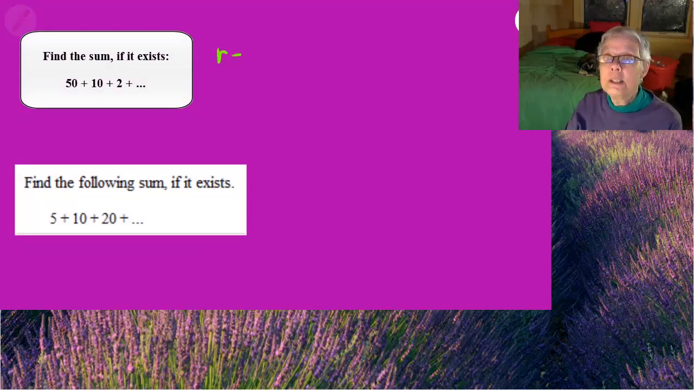We're going to be talking about geometric series. Here we are. Let's do the first one. Find the sum if it exists. Well, we don't know if it's going to exist, so let's take the second term and divide it by the first term. That will give us the common ratio. The common ratio is 1/5, or 0.2.